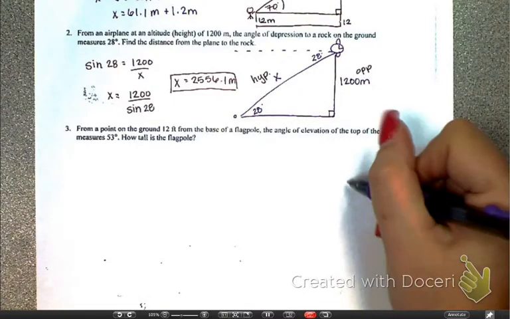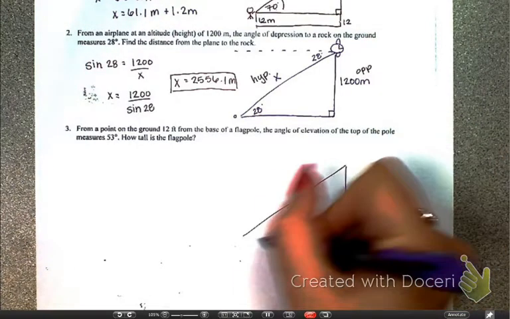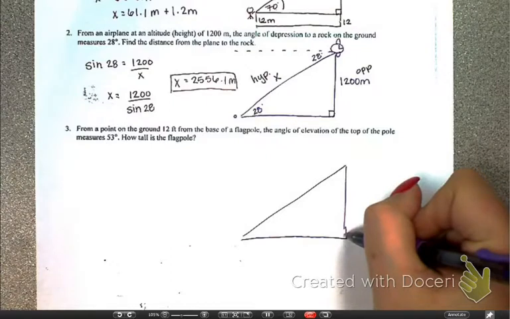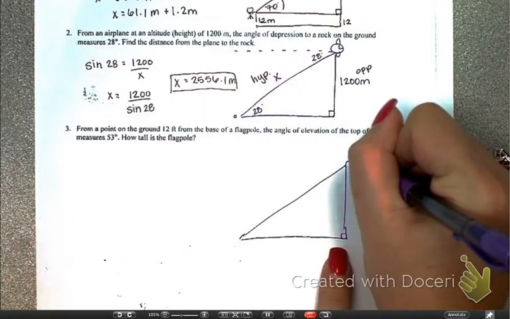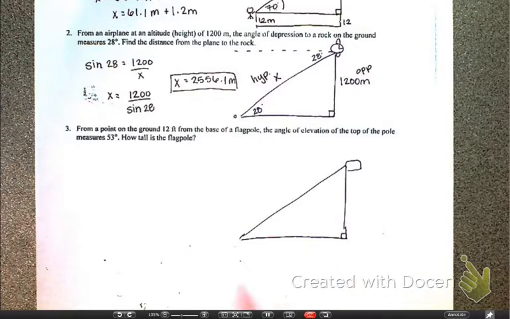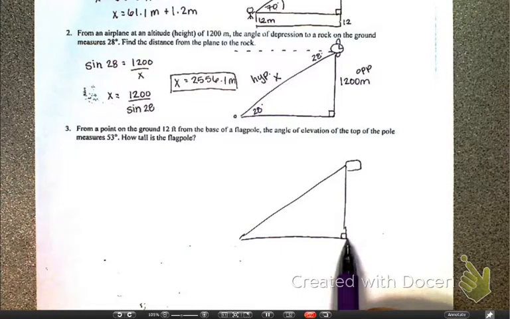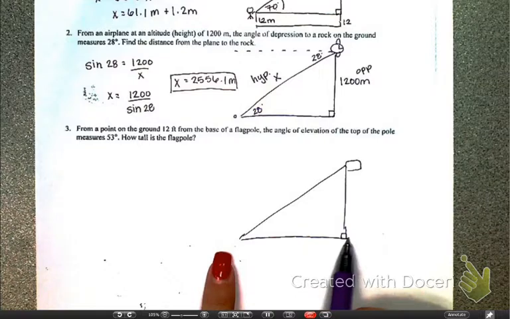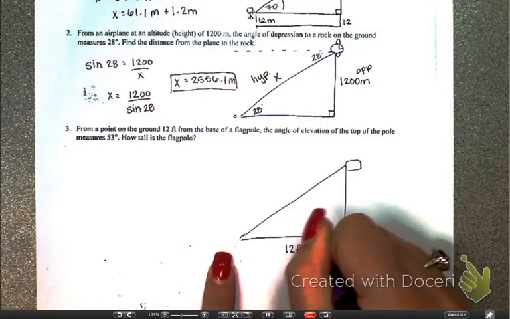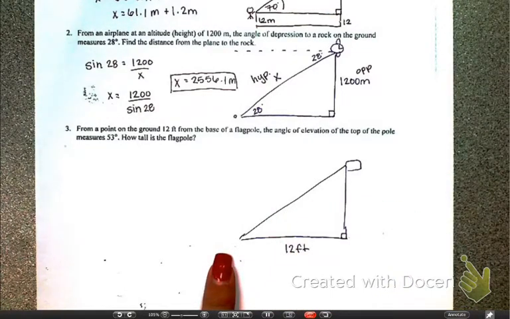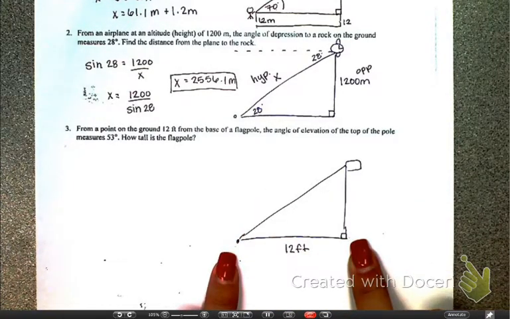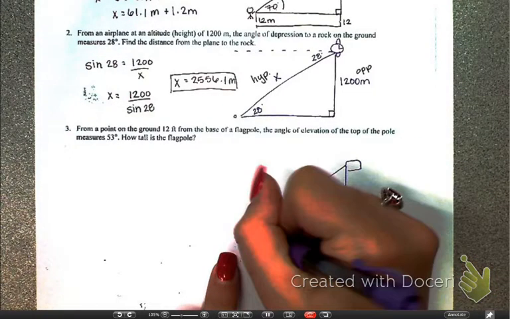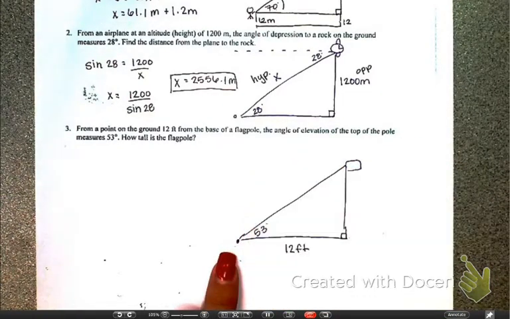Let's look at the last one. From the point on the ground, 12 feet from the base of a flagpole. So here's my flagpole. And we have a point on the ground that's 12 feet from the base. So here's the base of the flagpole. This part here is 12 feet away. So here's my point on the ground, 12 feet from the flagpole. The angle of elevation to the top of the pole measures 53 degrees. How tall is the flagpole?